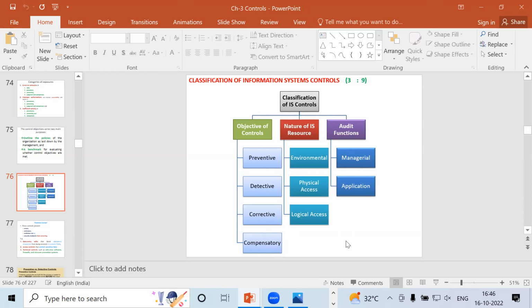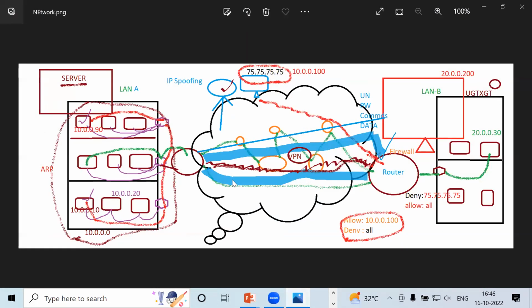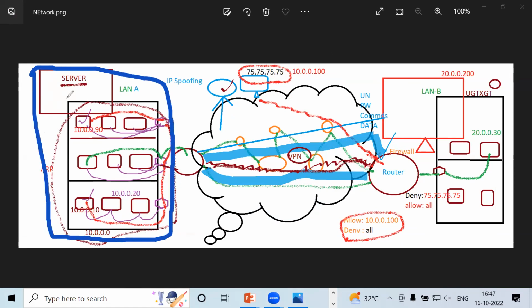Second one is nature of IS resources. What is nature of IS resources? You go back to the same paint, wherein I have kept these computers inside the network. See, this is a local area network. This local area network consists of a server, and here 1, 2, 3, 4, 5, 6, 7, 8, 9. 9 computers are there. Now all these 9 computers have to be kept inside a premises, inside a building.